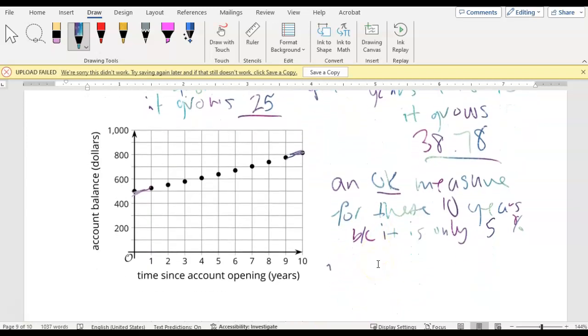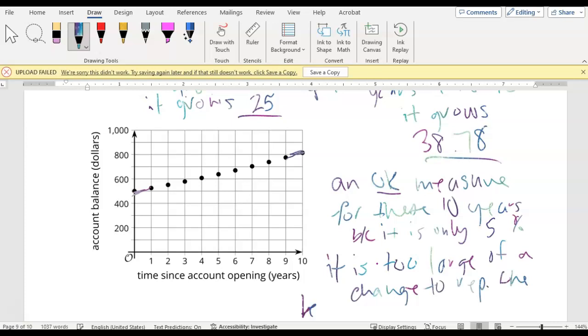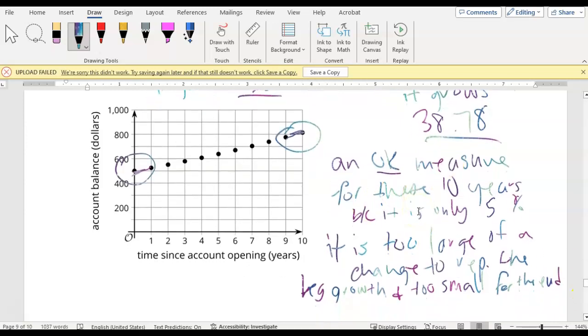But we would say it is too large of a change to represent the beginning growth and too small for the end growth, right? So in comparison here and in comparison here, it's a little bit off, right? It's not a ton off, but it's a little bit off.